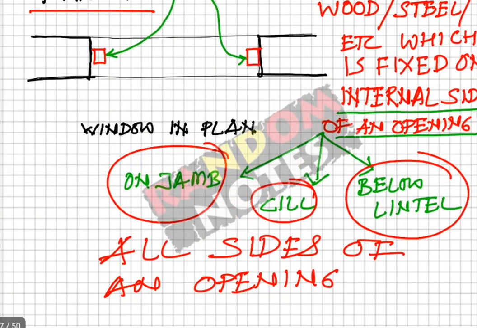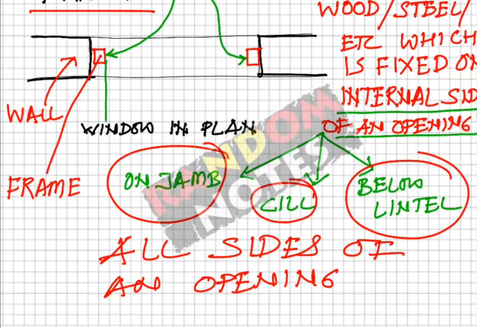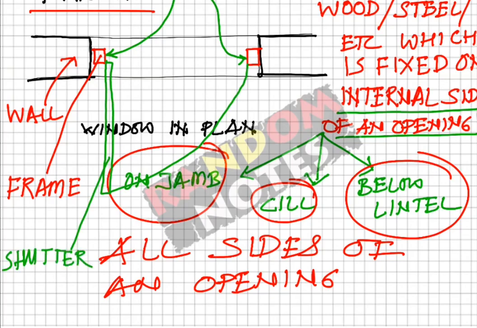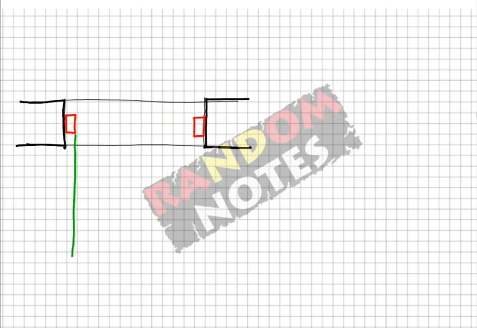Thus, coming back to this window plan, the shutter is hinged to the vertical member of the frame so that it can swing for closing or opening. The following schematic plan of the window shows the frame and the shutter in plan. The frame has rebates for shutter and plaster, which has not been detailed here. It will be taken in the next lecture.